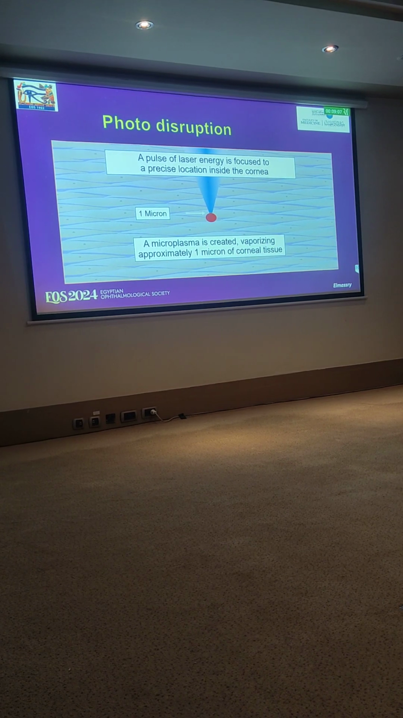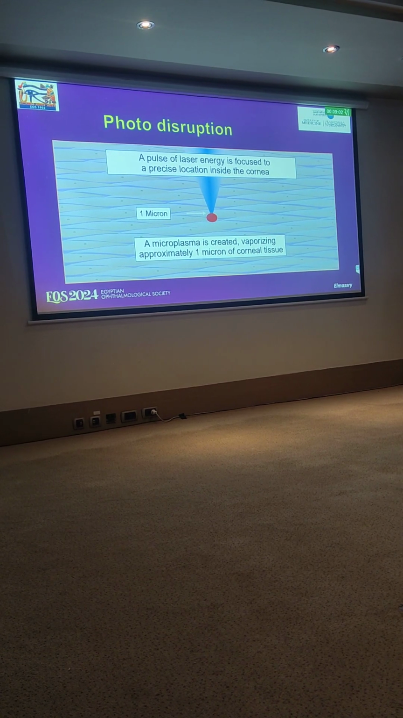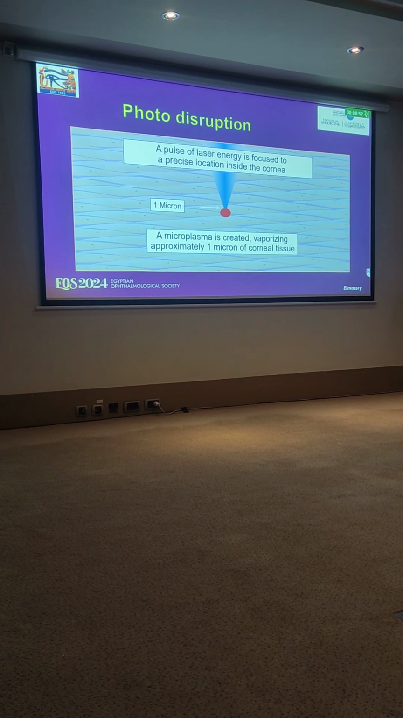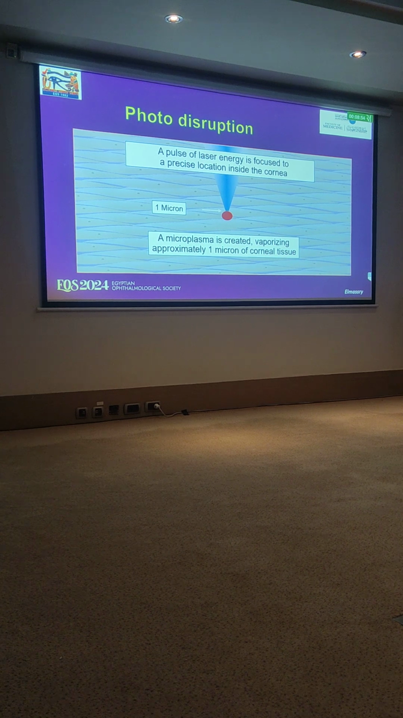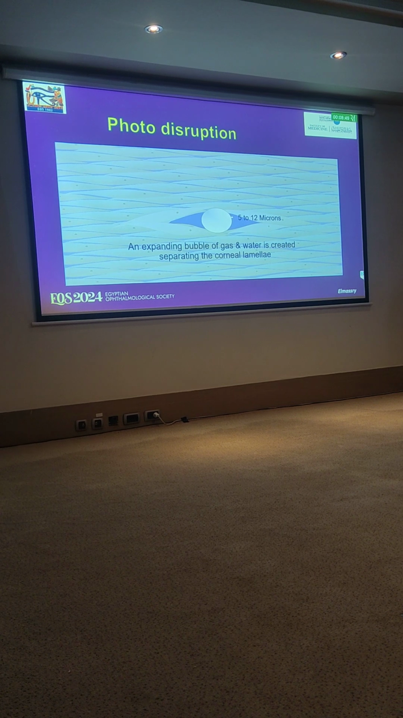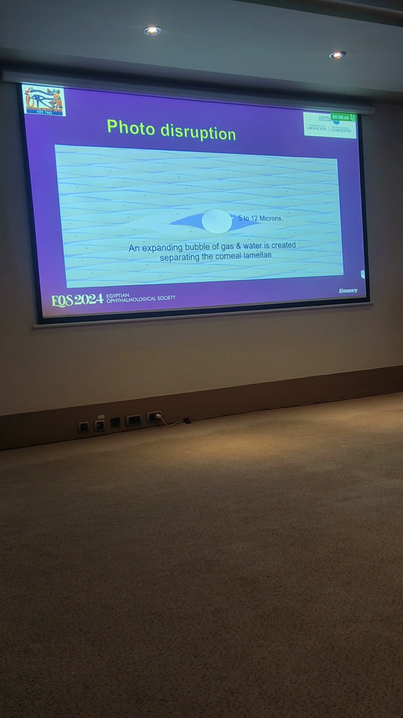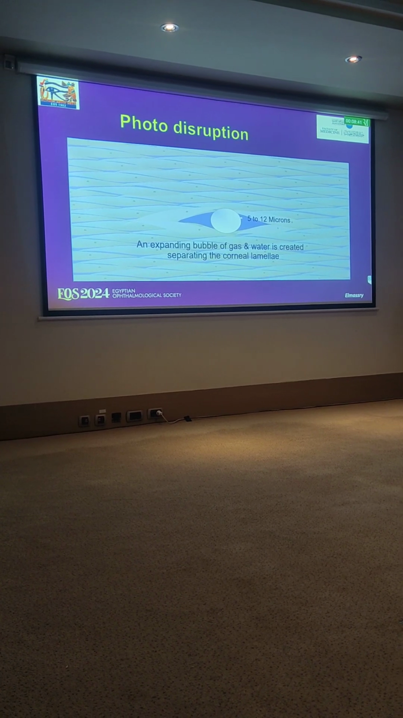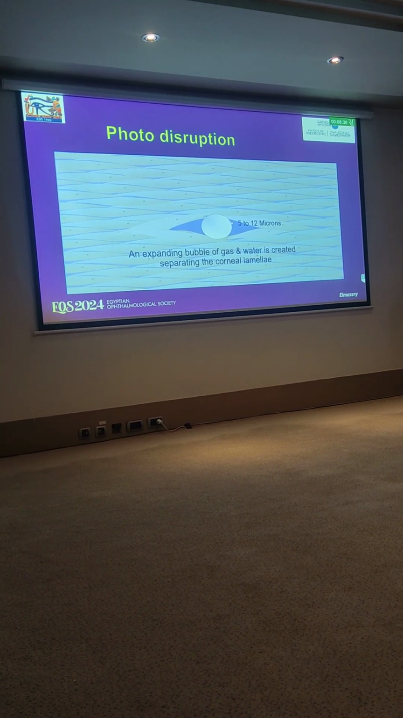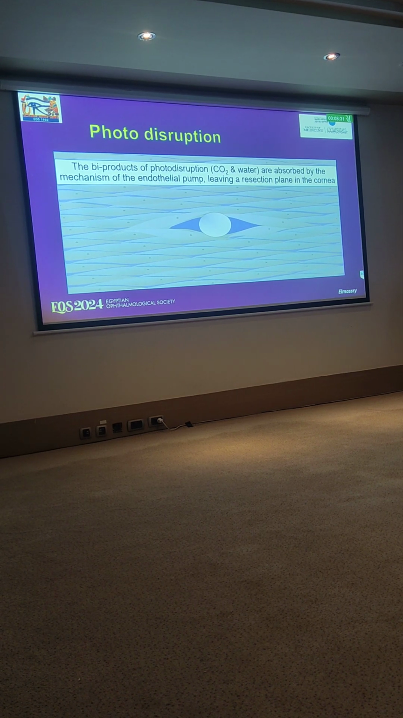Okay, this energy localized at this area will induce something called microplasma. This microplasma is carbon dioxide and water, so it's very simple, vaporizing approximately 1 micron, as we said before. This carbon dioxide and water, which is present at this area, will be absorbed by time, and an expanding bubble of gas and water is created, separates the corneal lamellae. So this microplasma, the water and the carbon dioxide, separates the tissue. Okay? Once it's separated, it will be absorbed and the tissue will be left separated.